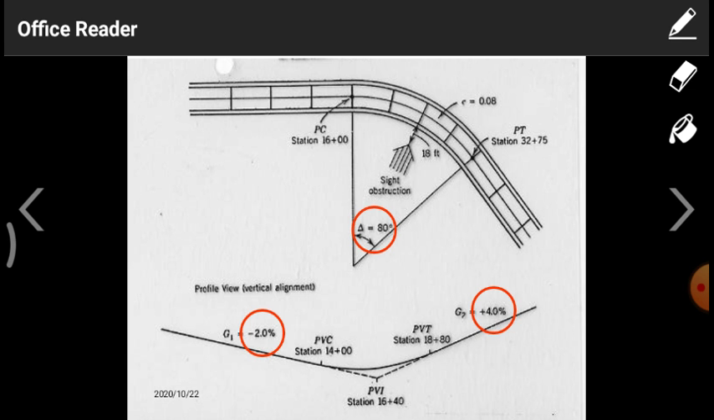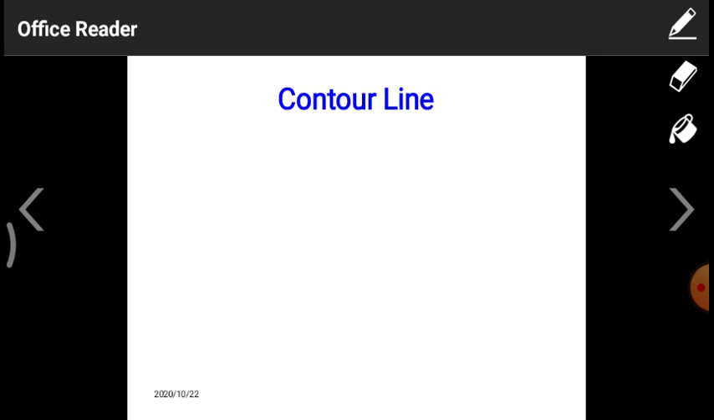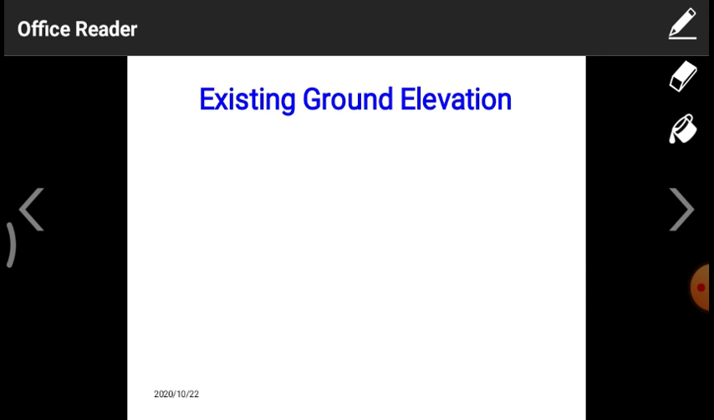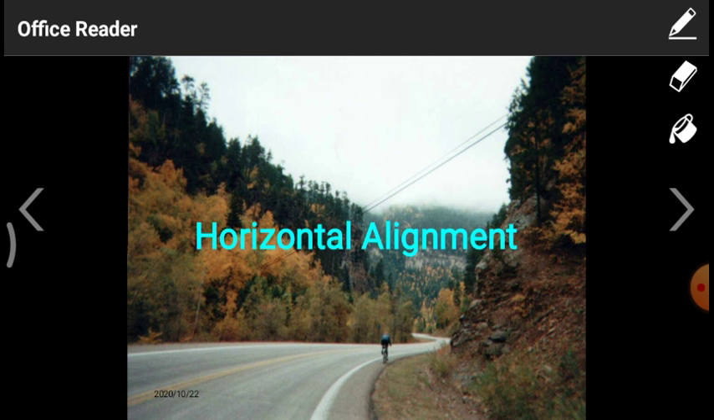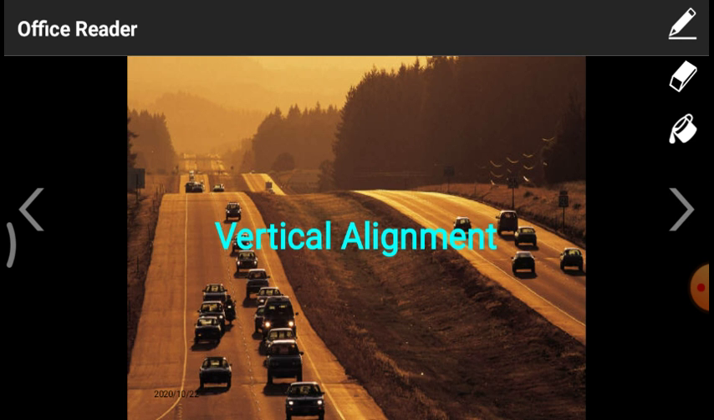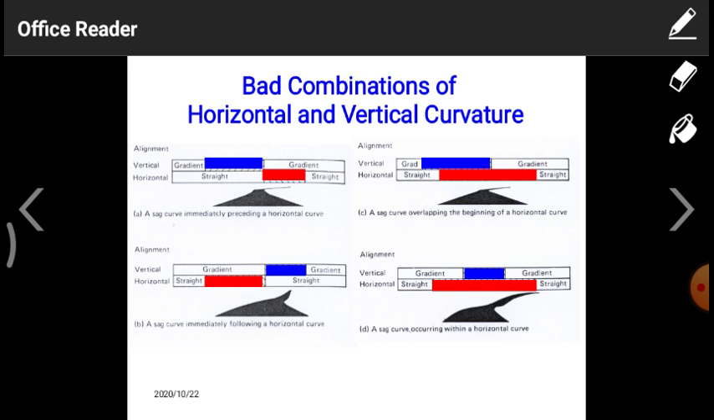This is also another kind of example with particular notations. Here we are having a degree of 80 degrees and an angle of inclination of 2 to 4%, and contour lines, existing ground elevations, all those things we have to observe. What is horizontal alignment? What is vertical alignment with respect to roads? These are the combinations of horizontal and vertical alignments in 4 different patterns.